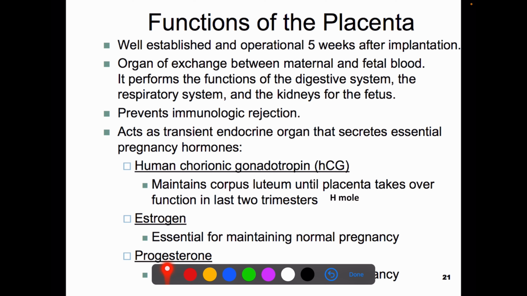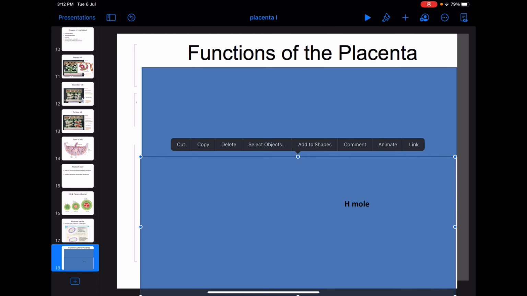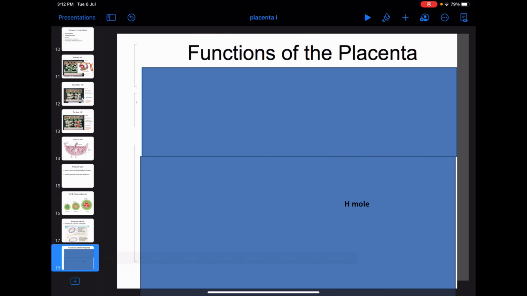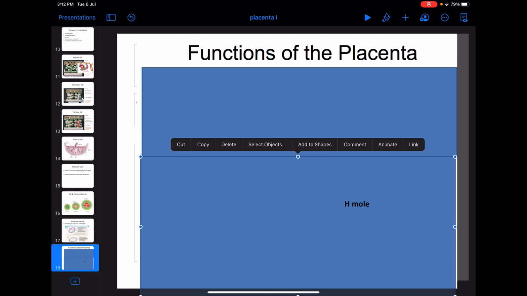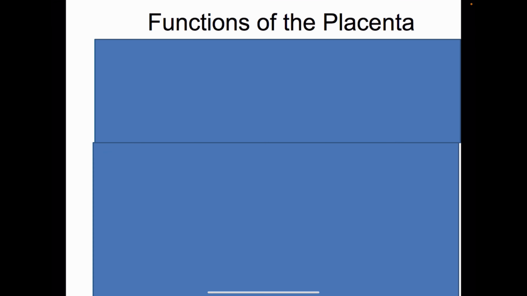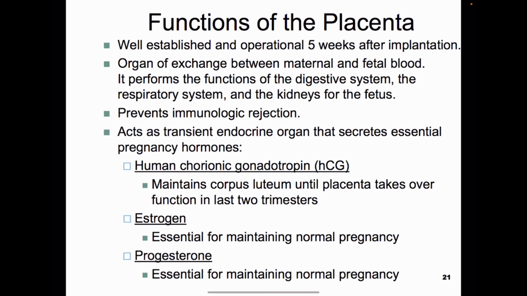Then it also secretes estrogen and progesterone, and these two are important for the maintenance of pregnancy. So that is all for today.